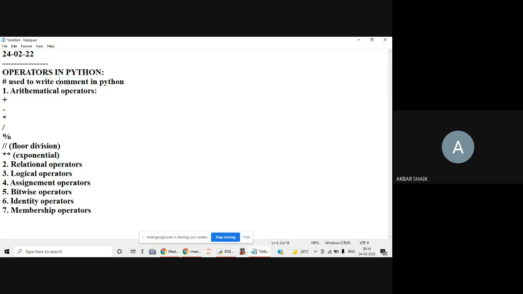What is the meaning of comment? Comment means it is simply the help information, or we can say the explanation. It is not going to be part of your program. It is only a description of your statement, your program, your logic. If you want to write something, you can use hash, so that it is not considered part of the program. For example, if I write hash, it is a comment for the program.